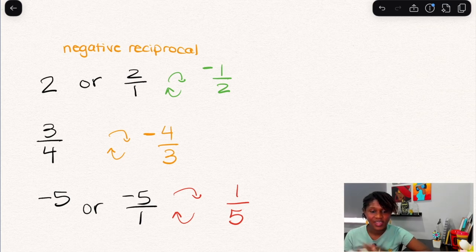That's all there is to it. Flip the fraction and change the sign. If you can remember that, you've got the hardest part. Now let's use it as we do this next problem.